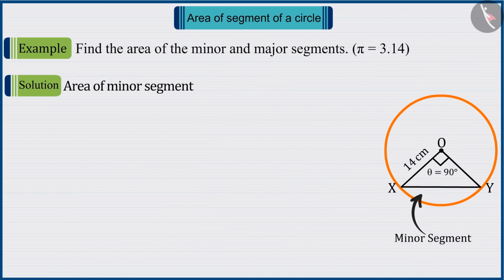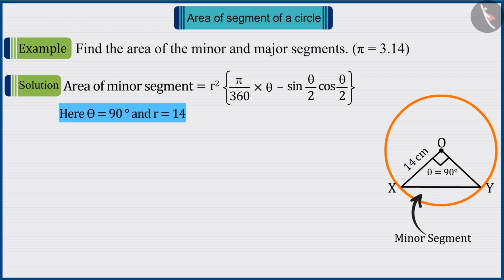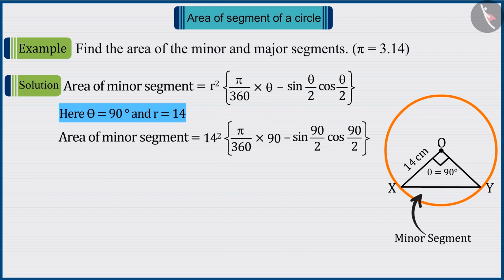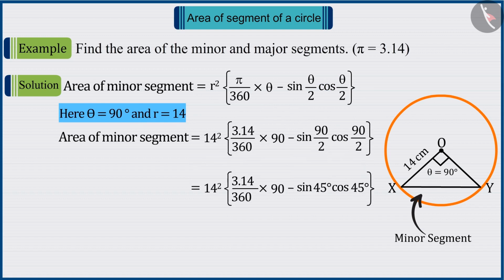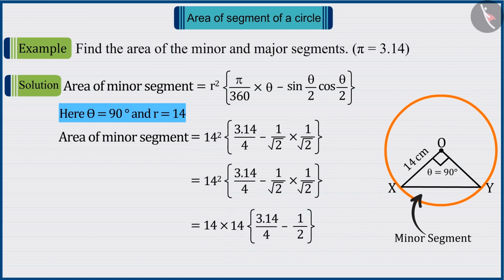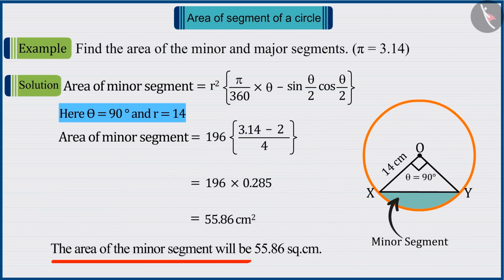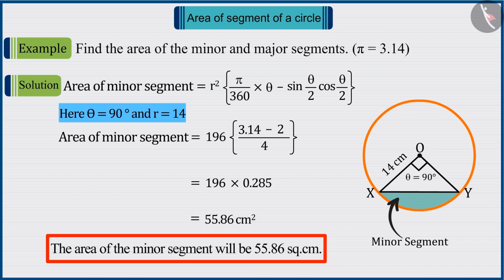The formula for the area of the minor segment is R square multiplied by pi upon 360 into theta minus sin theta by 2 into cos theta by 2. According to the given information, on putting the value of theta and R, that is, the radius, in the formula and solving, the area of the minor segment is obtained as 55.86 square centimeters.